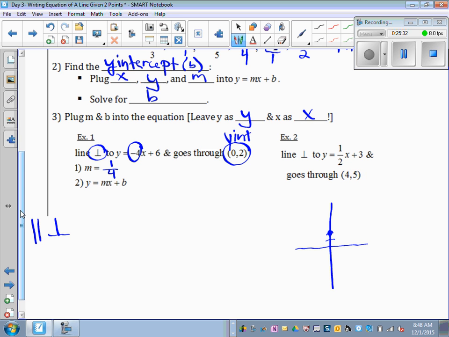They already gave me b. I don't even have to do any work. My x value is 0, which means that's my y-intercept. I have my b value. So all I have to do is put this into my equation. Slope is 1/4. And my b value is 2.